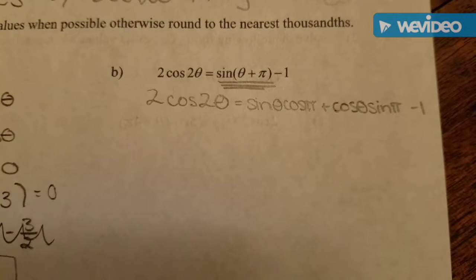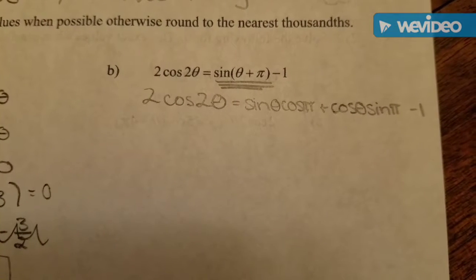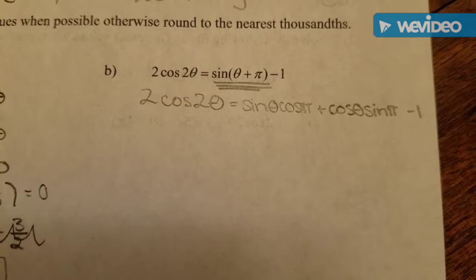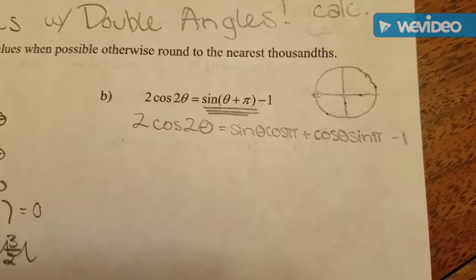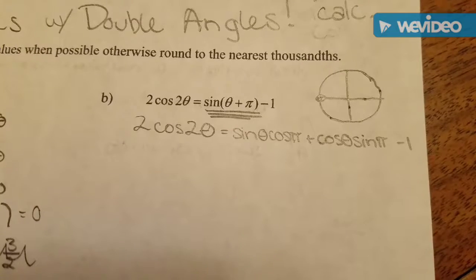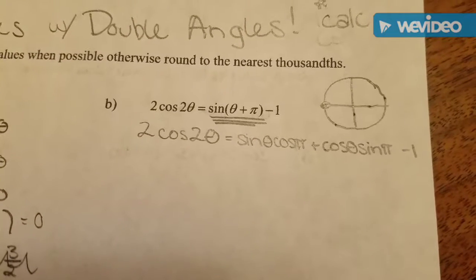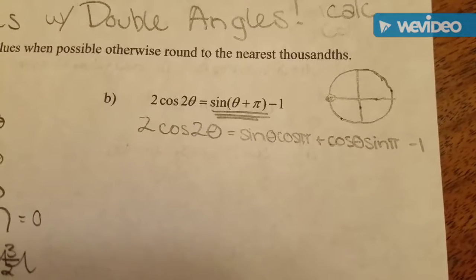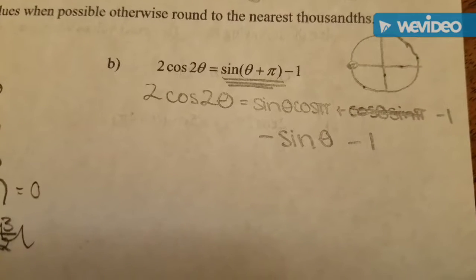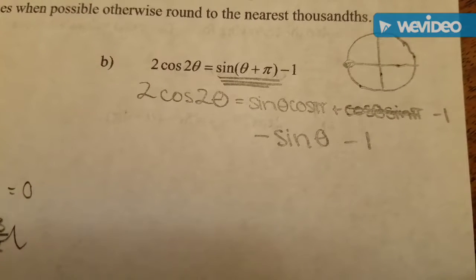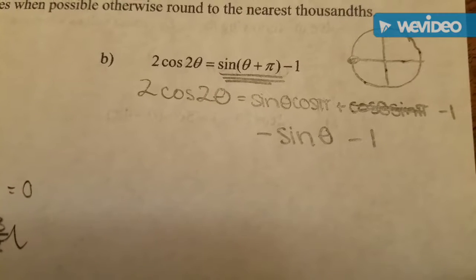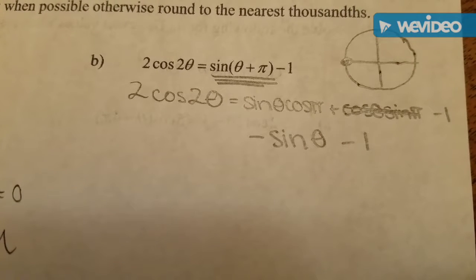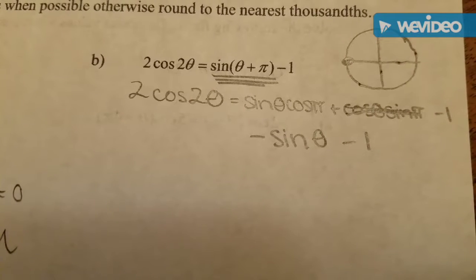The fully expanded right side of our equation is going to look like sine theta cosine pi plus cosine theta sine pi minus 1. If we draw our unit circle for reference and look at where pi is located, we notice that the cosine of pi is negative 1 and the sine of pi is 0. Let's rewrite this in our equation. Once we simplify, we end up on the right side with negative sine theta minus 1, since cosine theta times sine pi ends up being 0, and sine theta times negative 1 gives us negative sine theta.